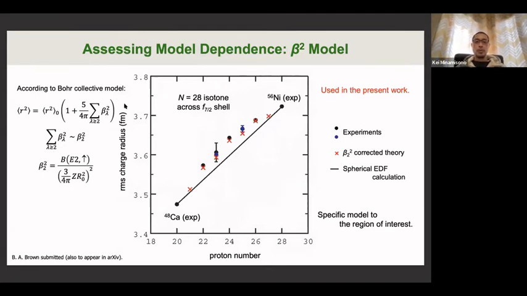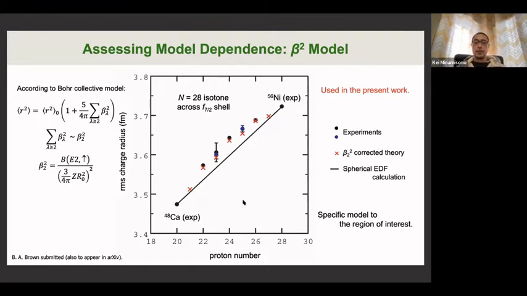So according to the Bohr collective model, charge radius is something to do with the deformation. Let us constrain ourselves and limit ourselves to the quadrupole deformation, beta 2 squared, because this has a dominant contribution. This deformation parameter can be obtained experimentally if the reduced transition probability of the E2 transition, B(E2), is known. So the spherical EDF calculation can be corrected using the experimental input.